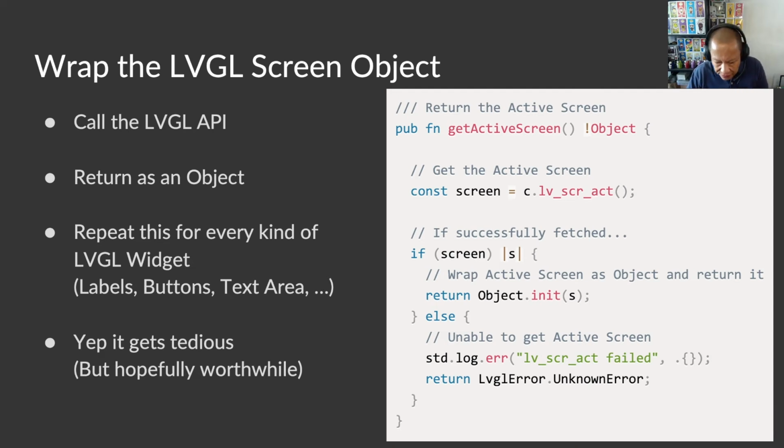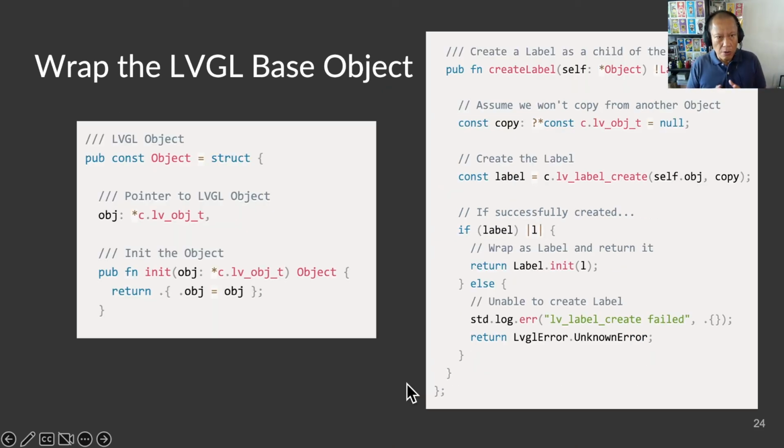By the way, this funny notation with the screen and bar S bar means that if screen is not null, then S becomes the value of screen. But if screen is null, then we do the else clause. Remember that we use the active screen to create a text label. We need to wrap this as well. Inside our wrapper, we call LVGL to create a label. And we return it wrapped as a Zig label.